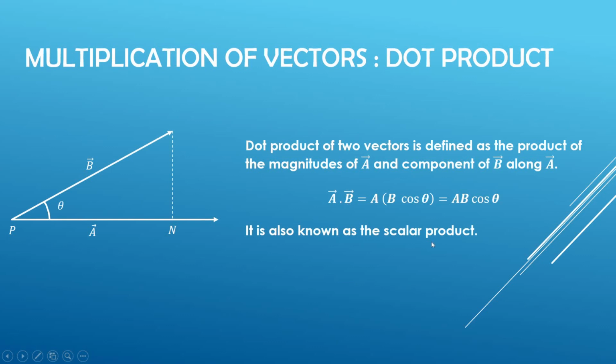This dot product is also known as a scalar product because the product is not a vector quantity, it is a scalar quantity. And let me tell you that work is one of the most important examples of this dot product. Work equals force into displacement. It is actually force dot displacement, force vector dot displacement vector. This is a dot product. The work is a dot product of force and displacement.